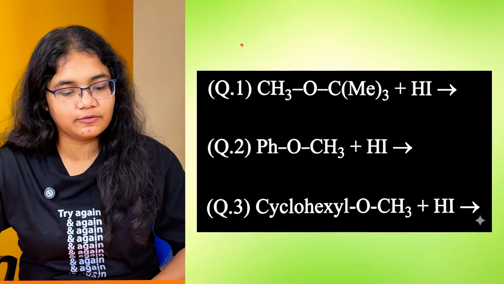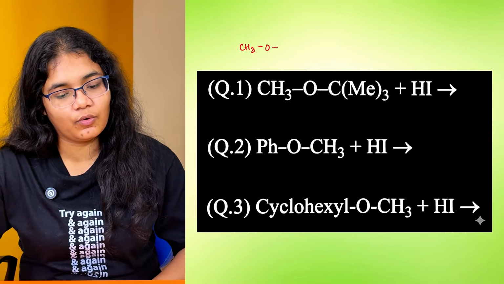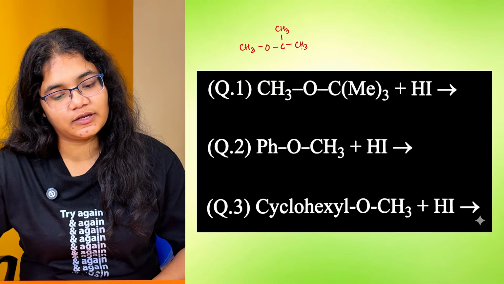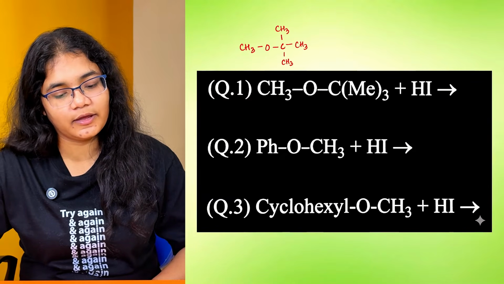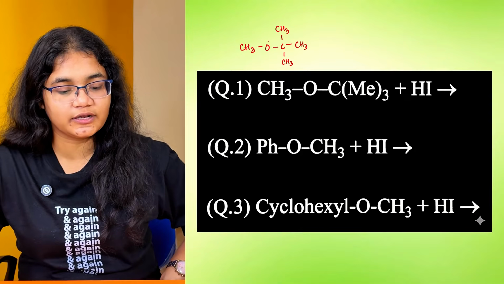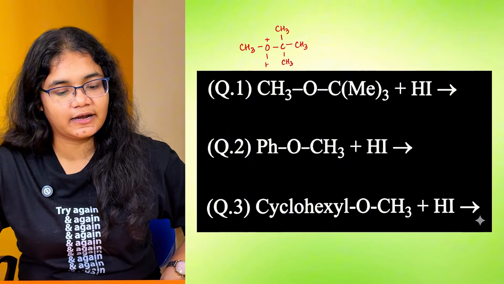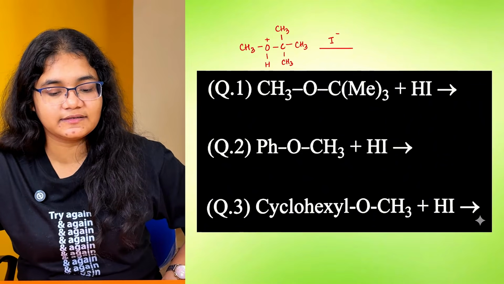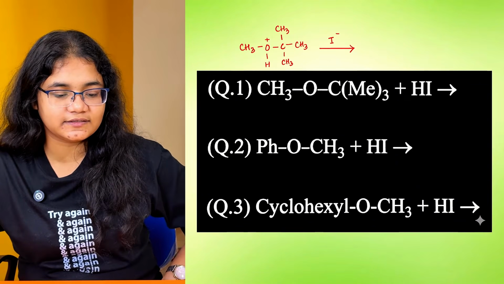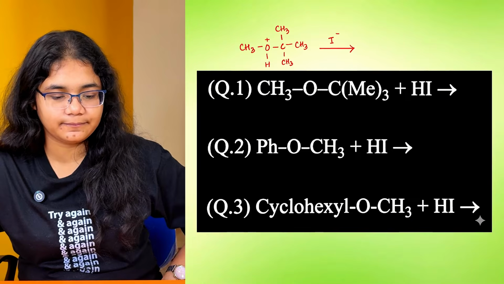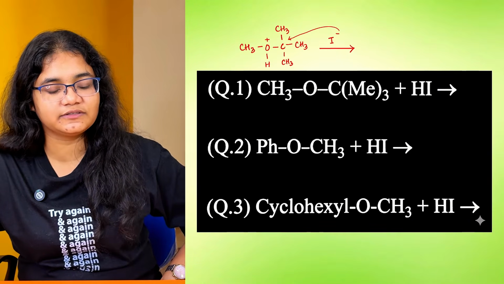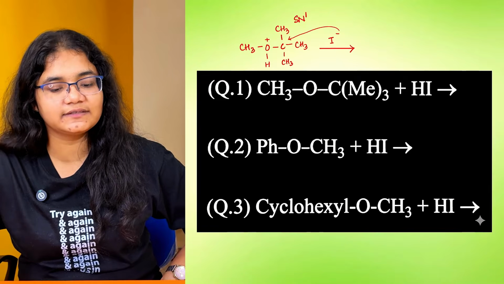Suppose question number 1, you see here I have CH3O C, CH3, CH3 and CH3. Okay, now first step, what will happen? There is protonation, so O plus will form here and H will attack here. Now there is I minus, right? Where will this I attack? If you see this side, it is tertiary, so obviously I minus will attack on the tertiary side because this group is tertiary, so the reaction mechanism followed is SN1.